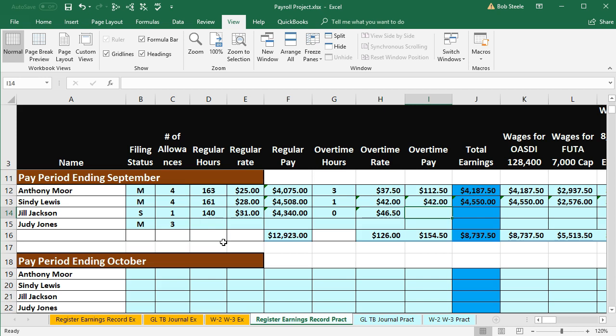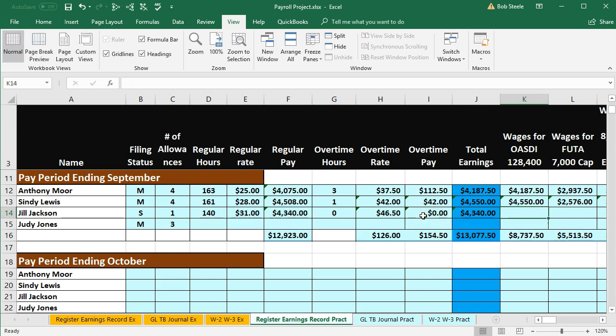And then the overtime pay, we're still going to calculate it even though it's 0, equals the 0 hours times the 46.50 overtime rate. Then the total earnings, we're still going to calculate both numbers even though there's only a regular pay, equal to the regular pay plus the overtime pay.